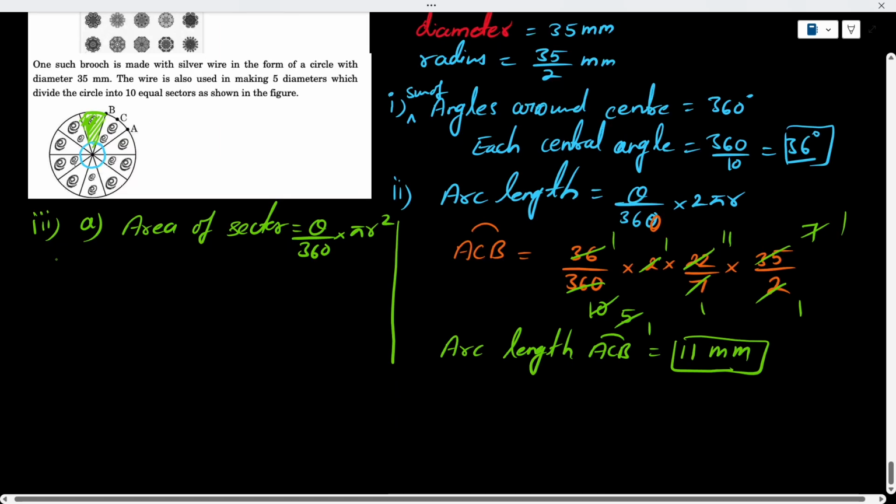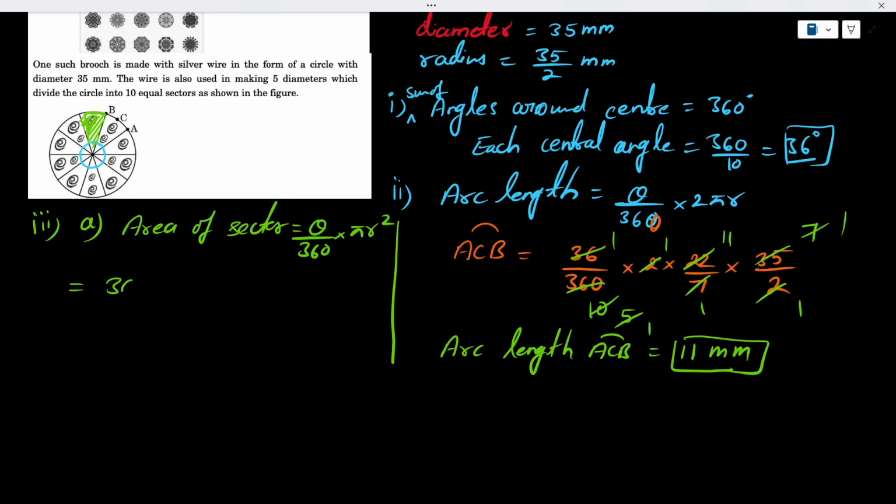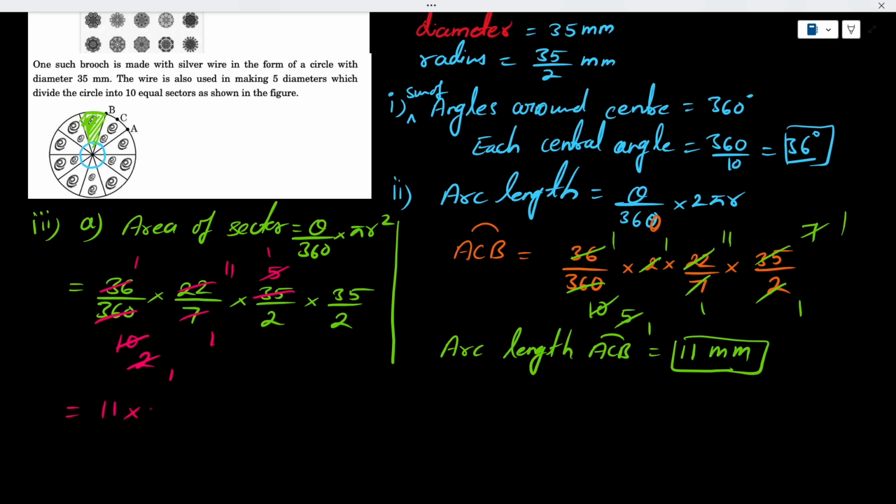Now what is your theta here for each central angle? It's 36 by 360 times pi, which is 22 by 7, and r is 35 by 2 times 35 by 2. Now follow the cancellation method. Then what is left here? 11 times 35 by 4, right? Because here you can't cancel, you will get a decimal value. 11 times 35 is 385 by 4.